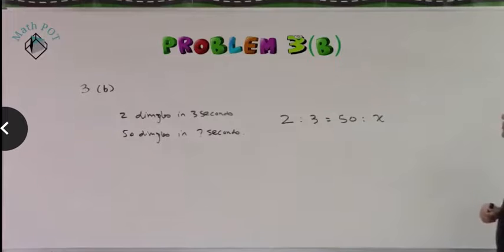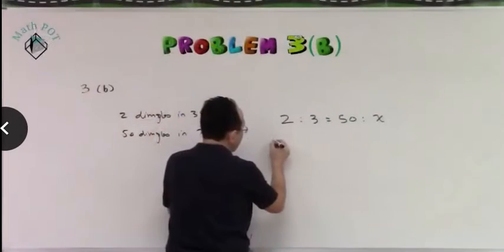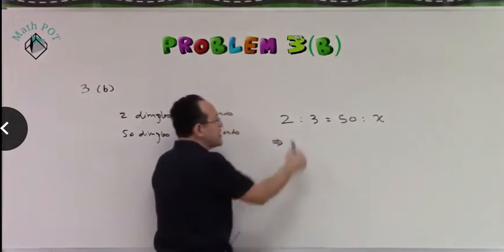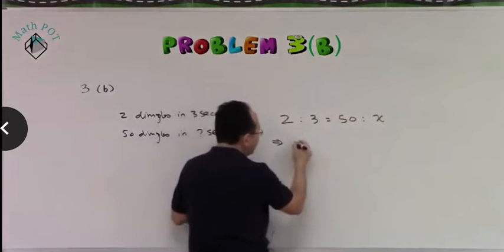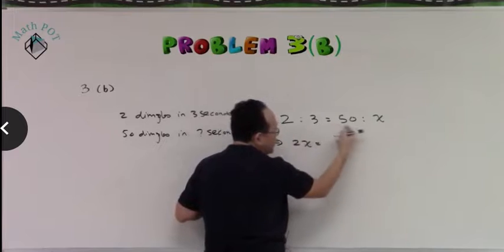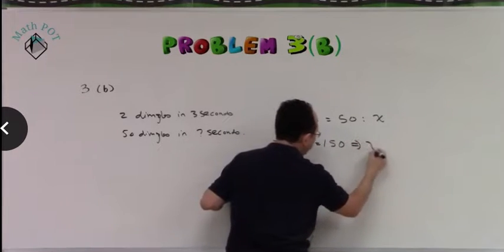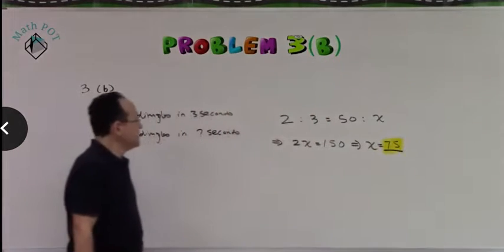So next one, how to solve this one? Of course, we have a few ways. First one, always remember, start from the proportion. The product of those 2 inner numbers equals the product of those 2 outer numbers. That gives us nothing but 2x equals 3 times 50. That gives us 150. From here, it's very clear. We get x is nothing but 75. So that is one way.